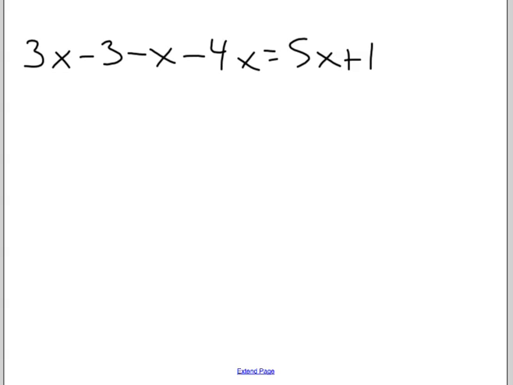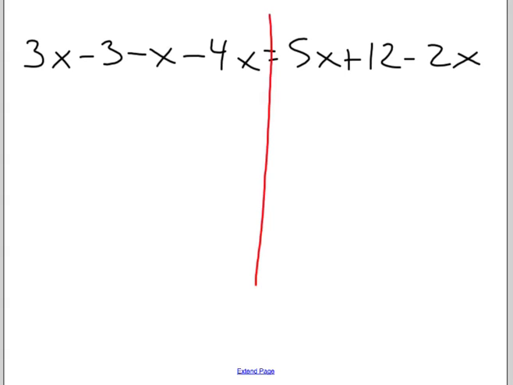This next one has a little bit more to it. 3x minus 3 minus x minus 4x equals 5x plus 12 minus 2x. Hold up, can I write this for just a second? You better be fast. You gotta be quick like a ninja.